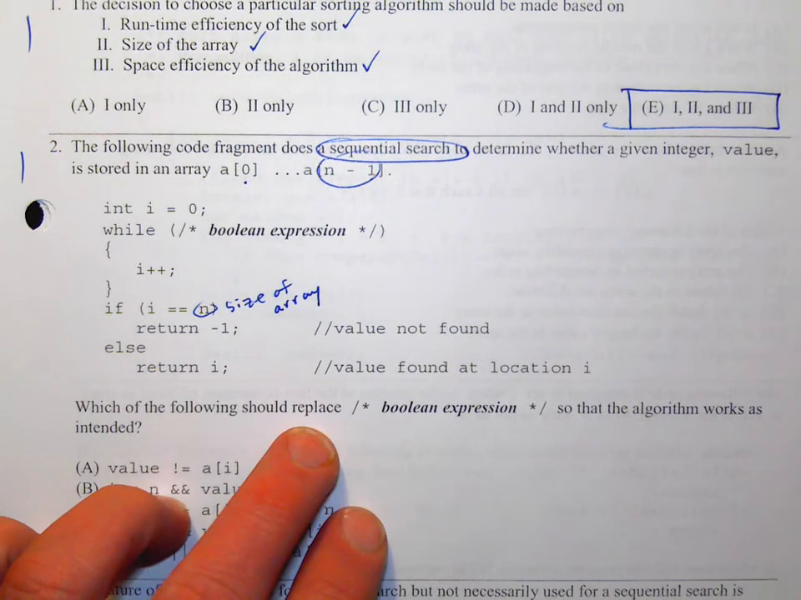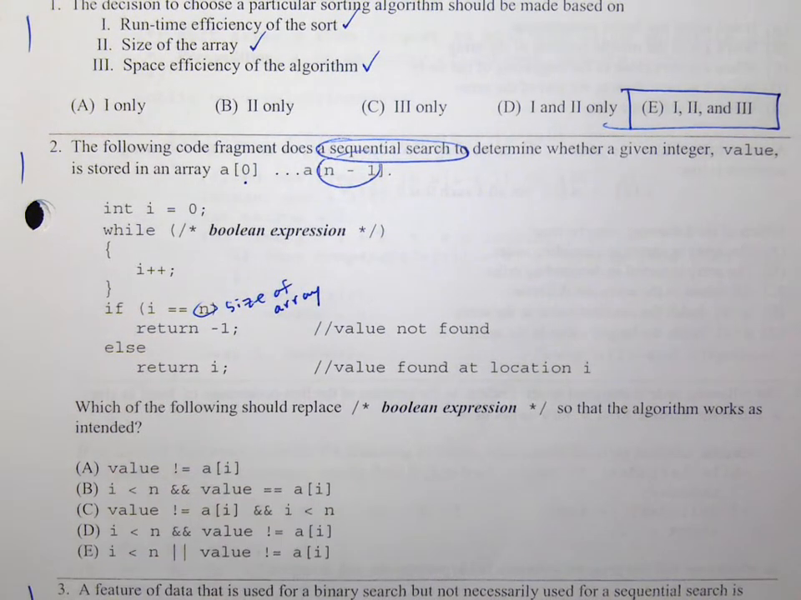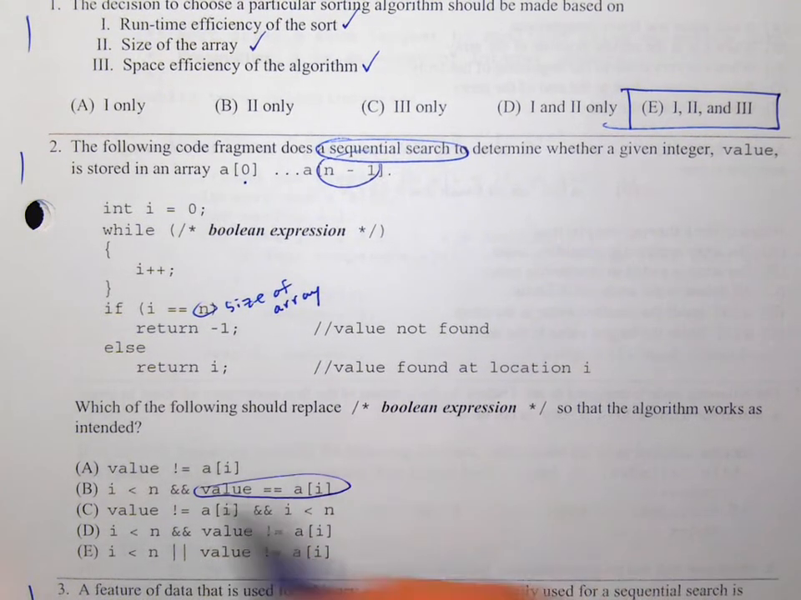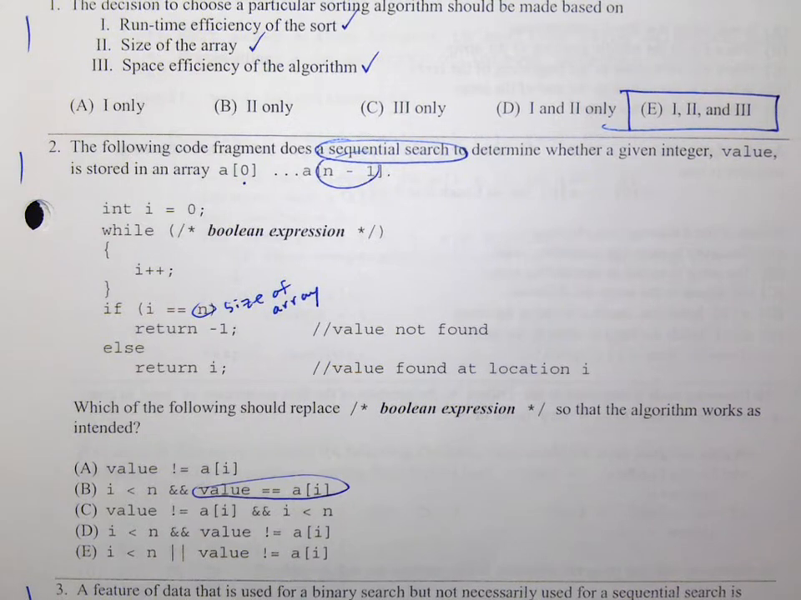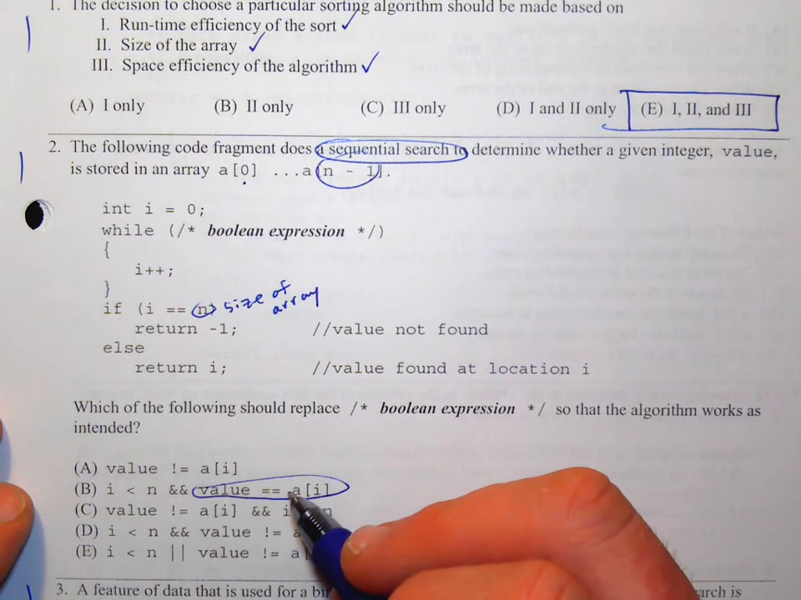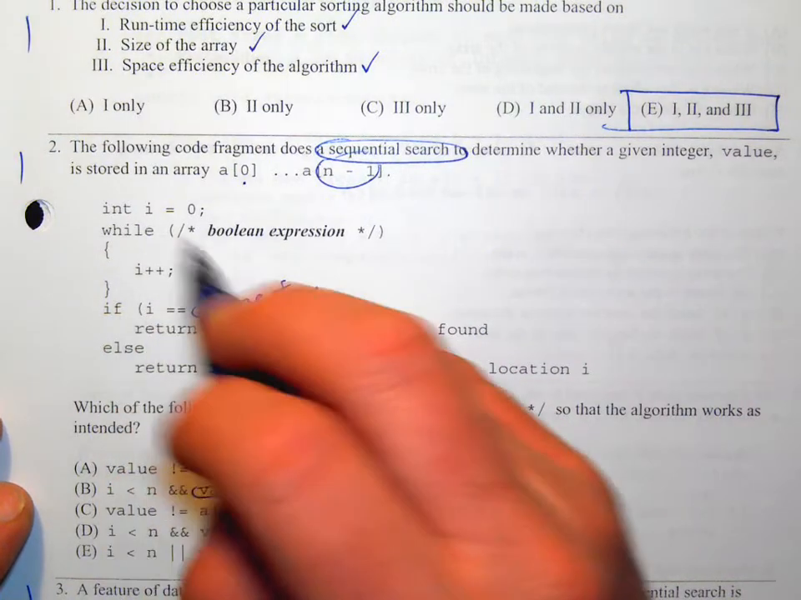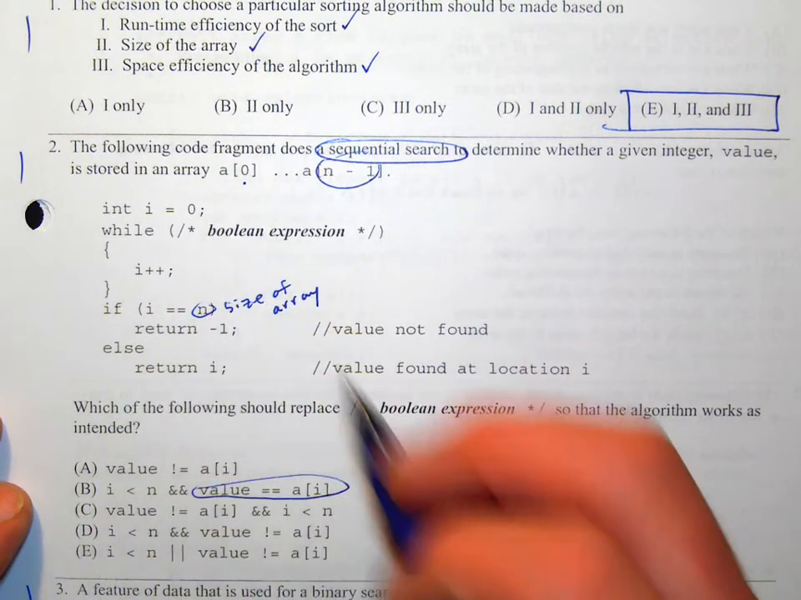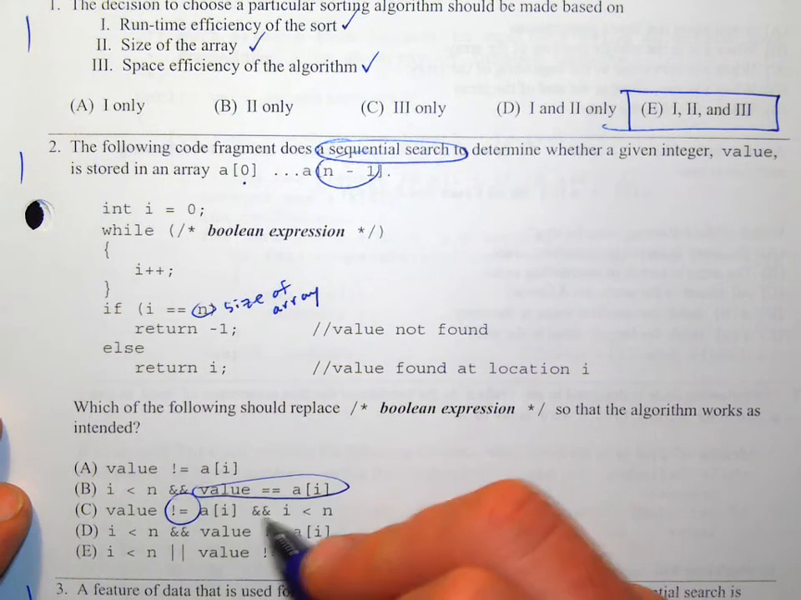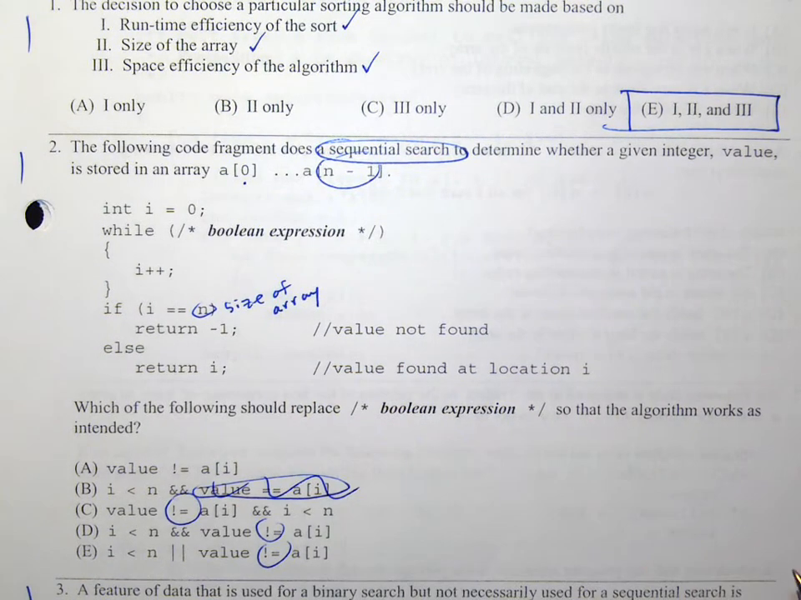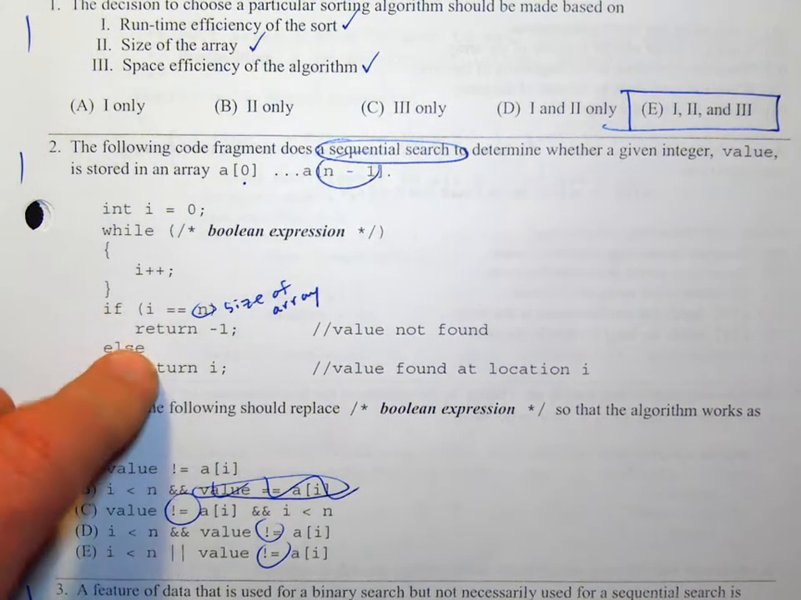Which of the following should replace the Boolean expression so the algorithm works as intended? Well, we need to check if the current spot equals what we're looking for. So you need value equals a of whatever i we're at, and you want the while loop to keep going if it hasn't found it. So we want not equal to, because if it is equal to, then you're done and you skip down here.